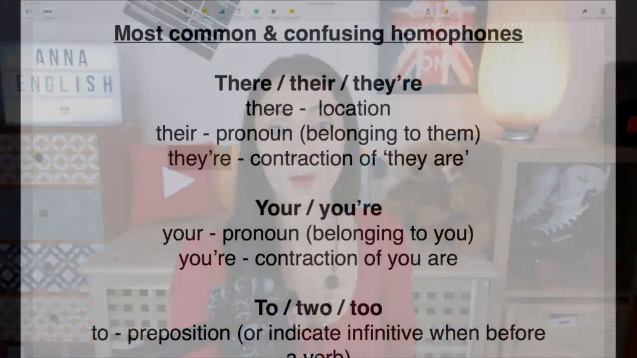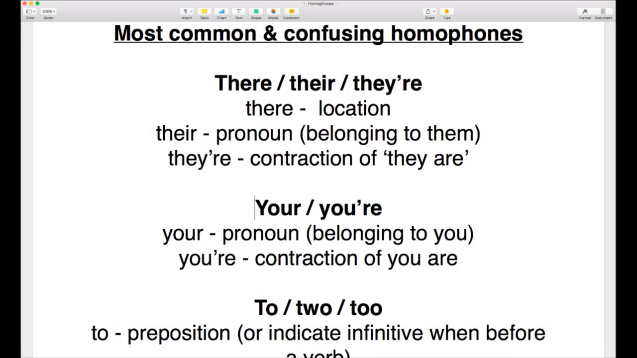Now, another one which is commonly used, and I commonly see a mistake in writing, is the homophones your and you're. So the first one is a pronoun, your. That is your coat. Here. What's that? Here you are. This is your coat, isn't it?